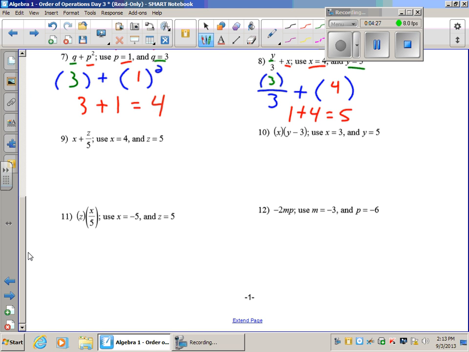Number 9, you got parenthesis plus parenthesis divided by 5. Again, everything in blue was already there. Replace the x with 4. You replace the z with 5. The division happens first, so 5 divided by 5 is 1. 4 plus 1 is 5.